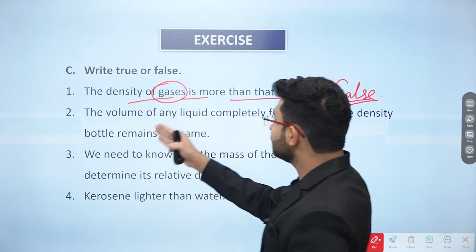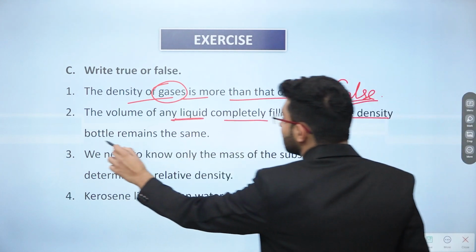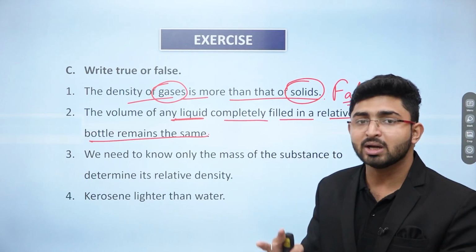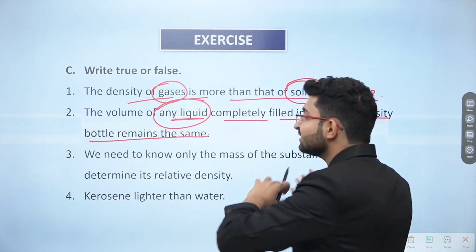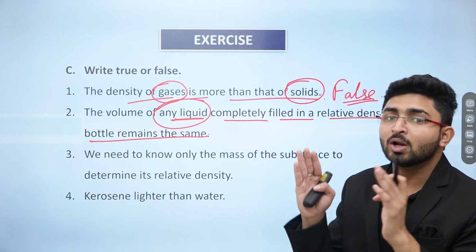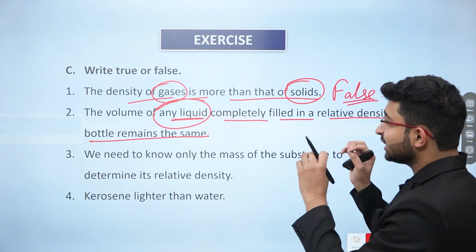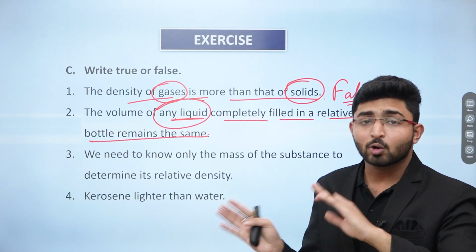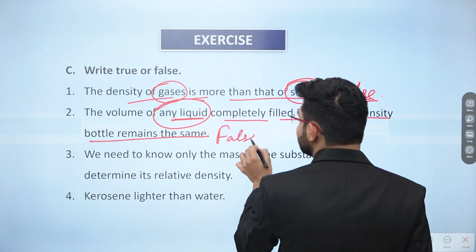After that, the volume of any liquid completely filled in a relative density bottle remains the same. So whenever we are filling any liquid in the relative density bottle, is the volume of that liquid going to remain the same or not? That's the question asked here. We know very well that the volume is not going to remain the same, and that's why it becomes a false statement.